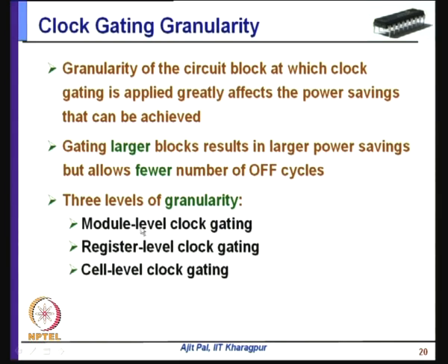Whenever you go for module level clock gating, whenever you are able to do the gating, there is a significant saving, but this cannot take place very frequently. On the other hand, whenever we go for cell level clock gating, this gating can be done more frequently. However, whenever you do the gating, the saving in power is not much, a small saving in power. So, depending on the application, depending on the nature of the circuit, you can go for these 3 types of clock gating.